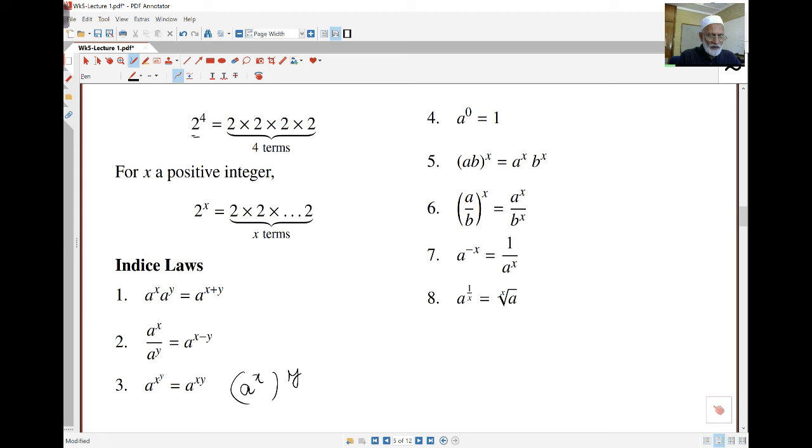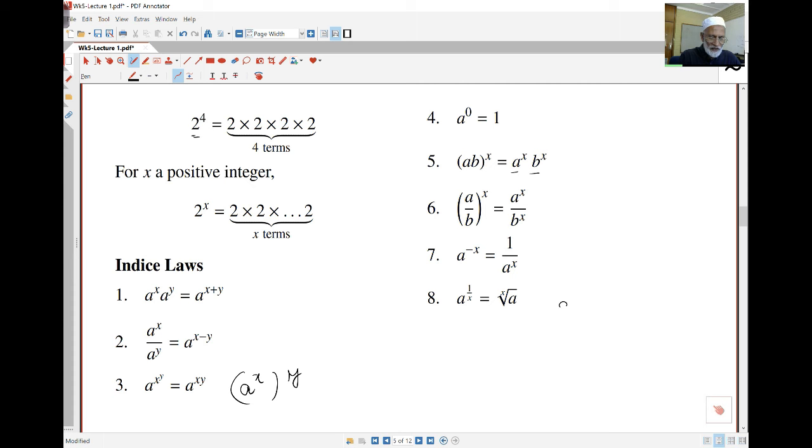A to the 0 is 1. A times b to the power x is the same as raising each of these to the power x and then multiplying, so a to the x times b to the x. Similarly, a over b to the x is a to the x divided by b to the x. A to the negative x means 1 over a to the x. So the negative power means essentially 1 over, the reciprocal.